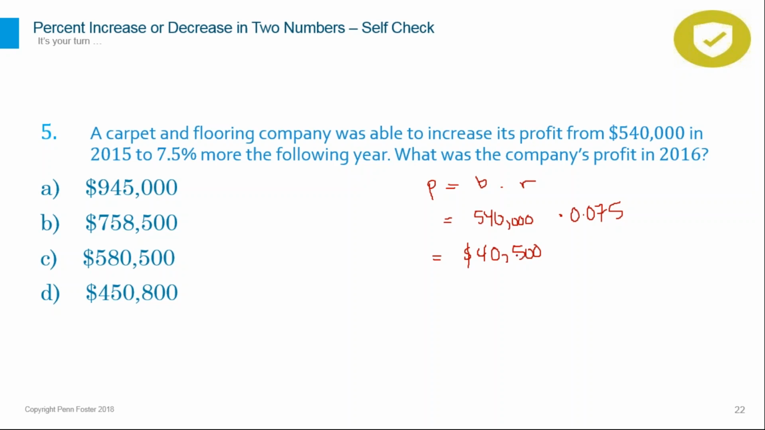Add the $40,500 to the initial profit. So 540,000 plus the 40,500 will give you the end profit in 2016. If you add, it's going to be $580,500, and that would be answer C.